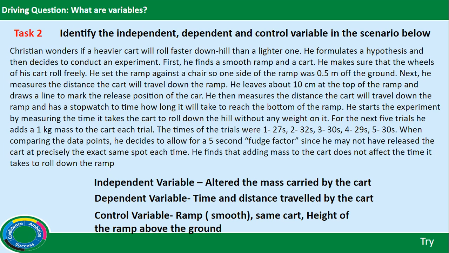or on a bumpy surface or on grass. The surface that the car is moving down the ramp has to be the same. He used the same cart each time. He did not use a cart and then a truck and then a bicycle. Okay? It was kept the same. Now, also the height of the ramp above the ground was also kept the same.